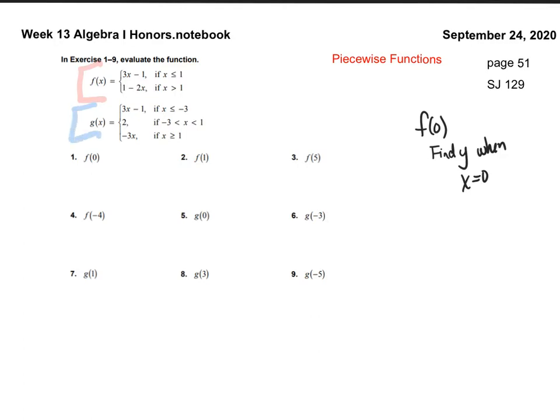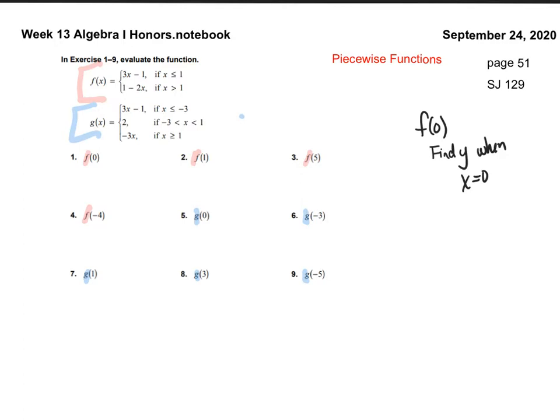Look at the function. This says f of 0. This says f of 1, f of 5, f of negative 4. This says g of 0, g of negative 3, g of 1, g of 3, and g of negative 5. So that tells me which function to use.